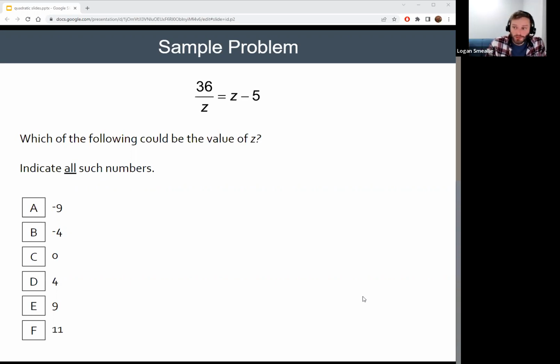And if you're stuck, you're not sure what to do here, you can let me know that in the chat as well. And I'll give you a hint.